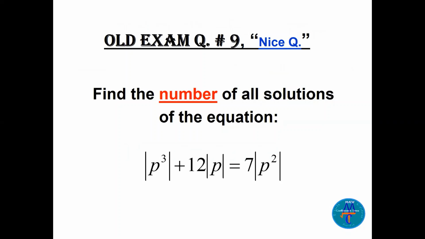Number 9 is nice. I will show you why nice. Find the number of solutions. So when we say the number, it can be 0. Like no solution, we say the number is 0. Or 1 solution, or 2 solutions, or 3 solutions, or 4, or 5, or 6. So we have to do it because we cannot expect from the absolute value.